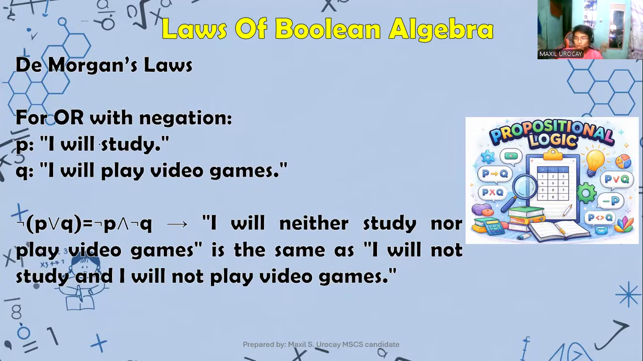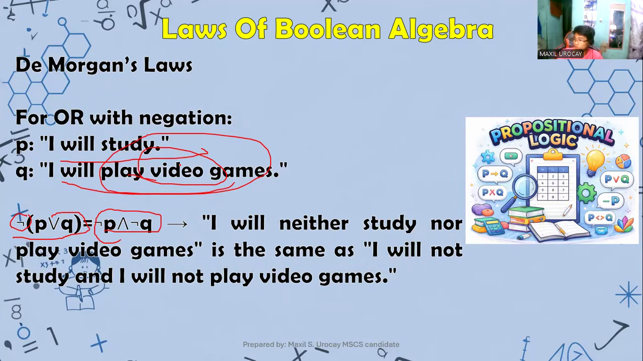For OR with negation, I will study or I will play video games, but there will be a not. I will not study and I will not play video games. Here it is the same thing. I will not study or I will play video games. That is really so simple.